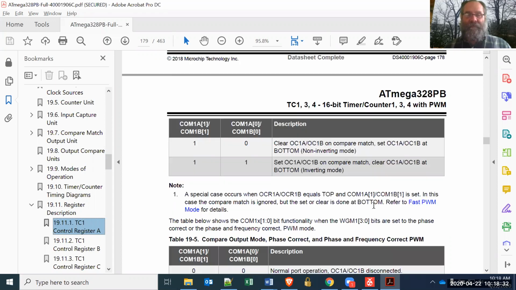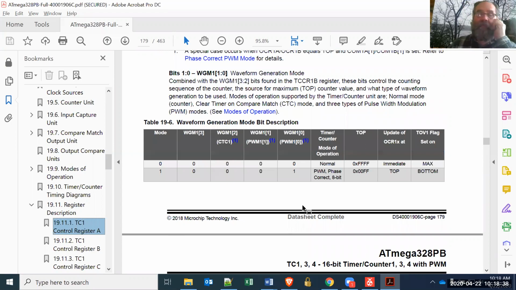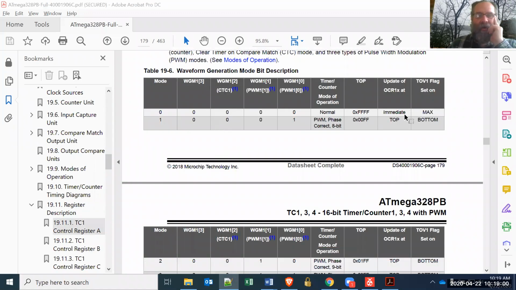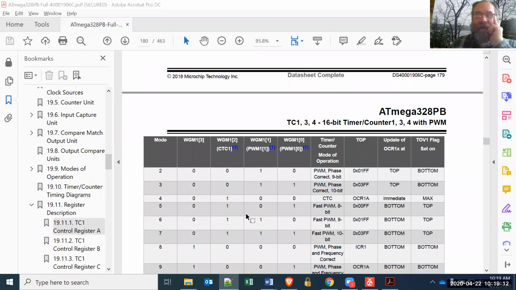So that's going to be identical. In terms of wave generation mode, we've got 4 bits to control wave generation mode on this particular 16-bit timer, actually in all the 16-bit timers. So the question is, what mode do we want to put it in? Let's look at the possibilities: normal mode, PWM 8-bit, 9-bit, 10-bit, fast PWM.